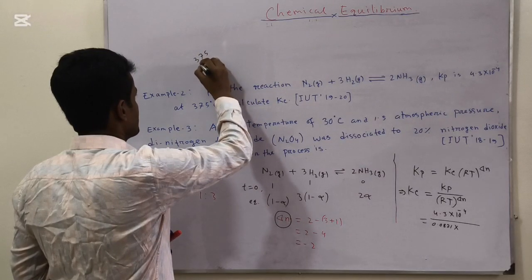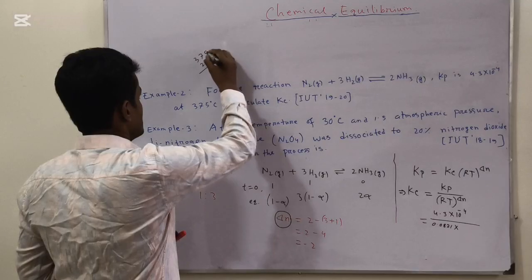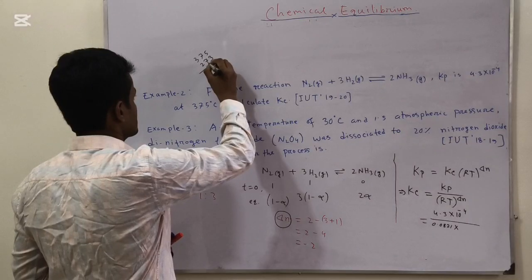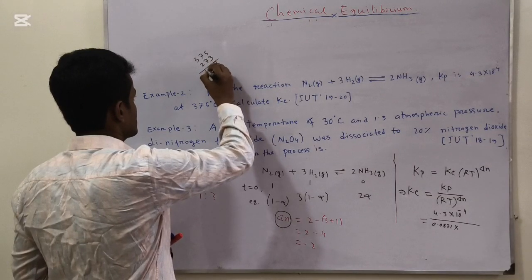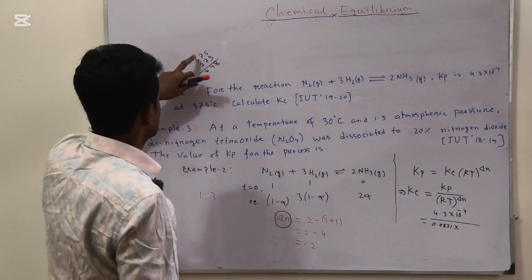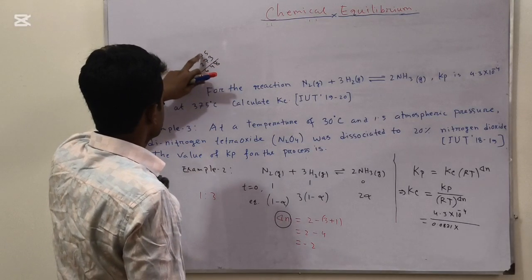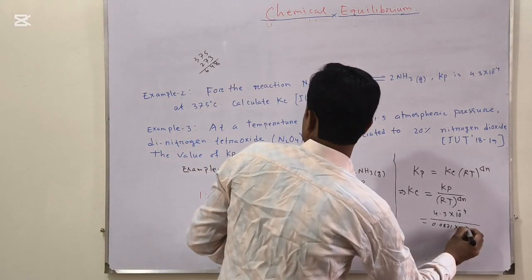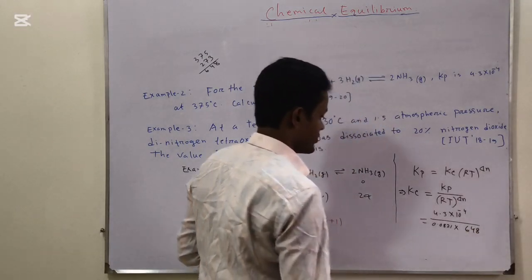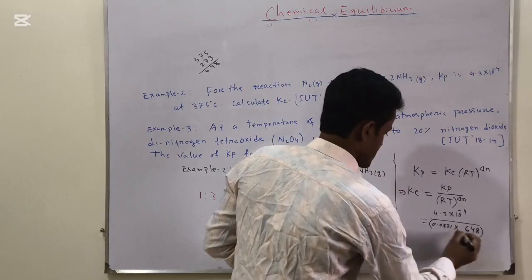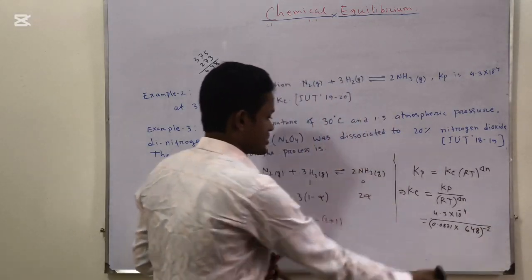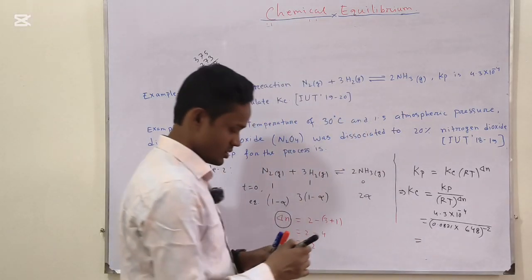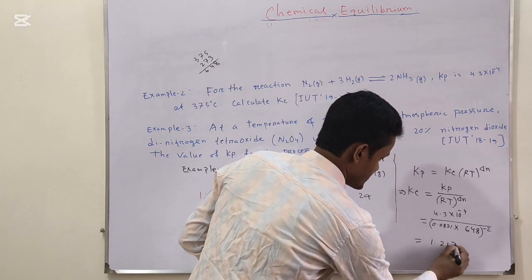Temperature 375, then multiplying 0.0821 by 375 to the power minus 2. Minus 2 is the delta n value. We can calculate that: 1.217.